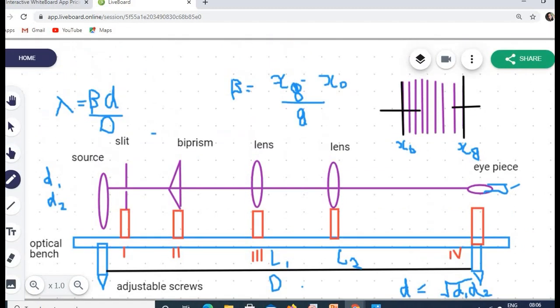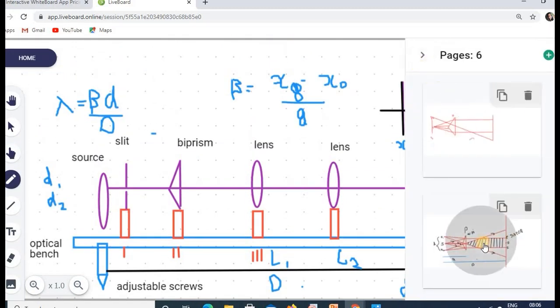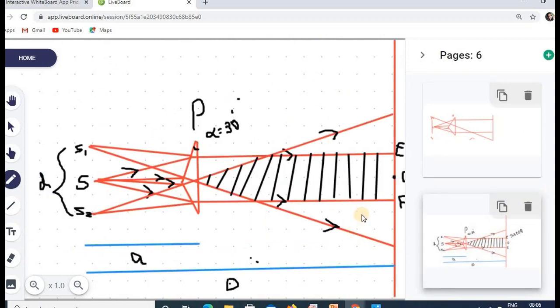This is how we are going to determine the wavelength of an unknown source of light. And if you are looking at this, I can say that here I am having an angle.